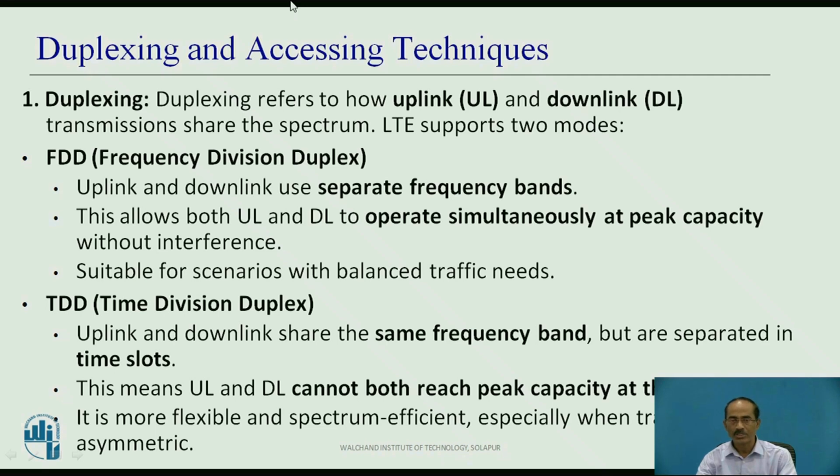Time division duplexing. Uplink and downlink share the same frequency band but are separated with time slots. This means uplink and downlink cannot both reach peak capacity at the same time. It is more flexible and spectrum efficient, especially when traffic is symmetric.